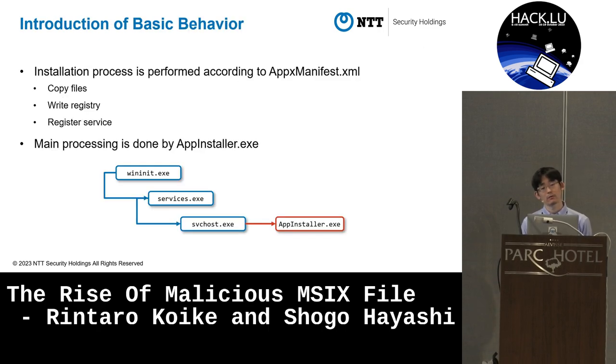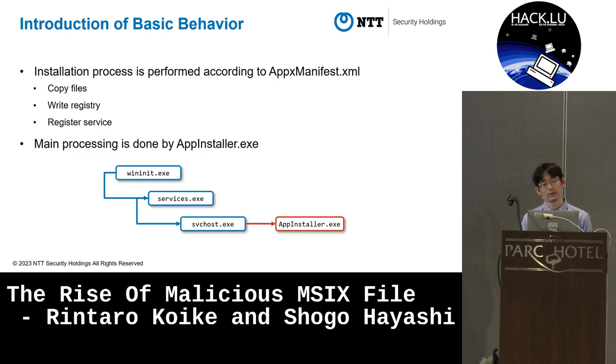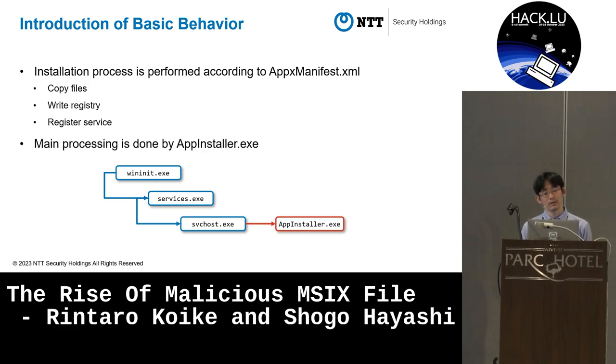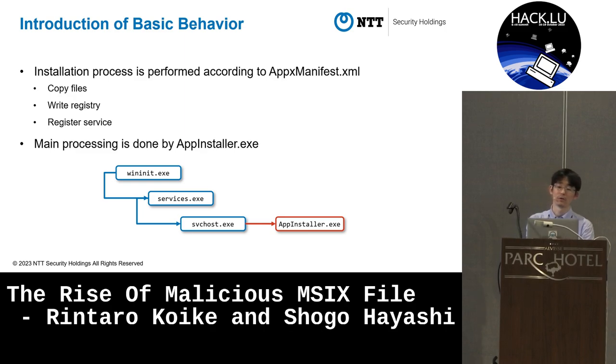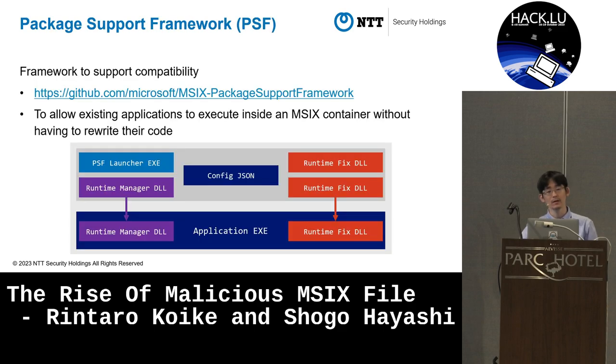Okay. Next, let's take a look at the behavior when the MSIX file is executed. As already introduced, the basic behavior is executed based on the AppX manifest. This provides typical installer behavior. At this time, the basic behavior is executed by a process called appinstaller.exe. Appinstaller.exe is executed by svchost.exe, a child process of services.exe, which is a child process of init.exe. The MSIX file has a framework called Package Support Framework, PSF. This is used to achieve flexible processing. The goal is often to resolve compatibility. By using this, you can perform more processing from the MSIX file.